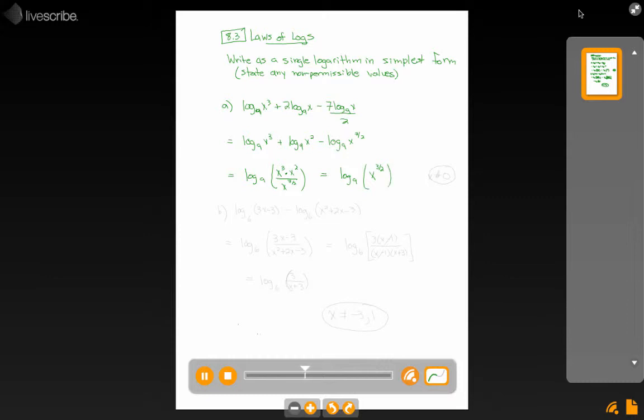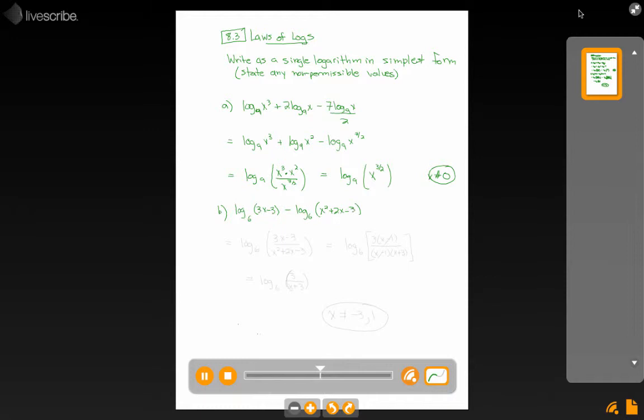The only denominator we've run into in this question is having an x to the 7 over 2 in the bottom, which means x can't equal 0 in terms of having a non-permissible value. You can't let x equal 0. Obviously you can't log a negative number, but specifically non-permissible values, you've got x can't equal 0.